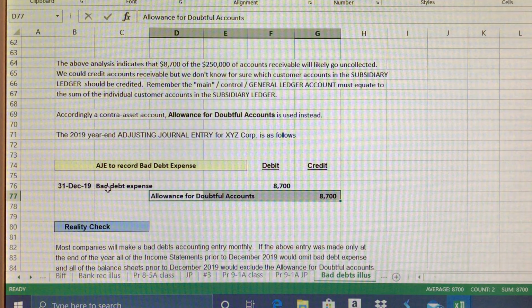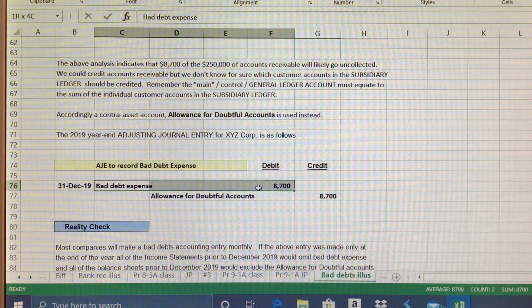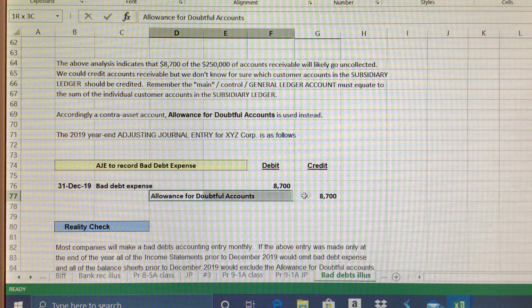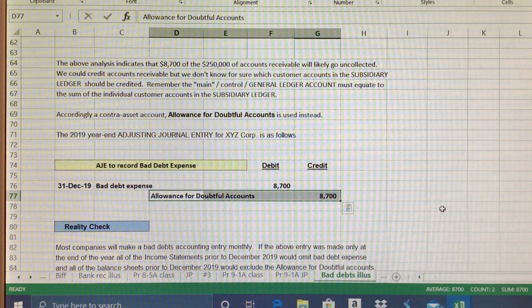Okay. Now, hopefully this makes sense. We get the expense on the books in the same year as the sales. The sales were in 2019. Why don't we credit accounts receivable here? Because we don't know whose receivables to credit. Remember, whenever you change the balance in the main account, the controlling account, the general ledger account, which has $250,000 in it, you also have to change the balance in the subsidiary ledger, the individual amount owed by a particular customer. And we don't know who they are yet. We're guessing. Okay, so that's one entry.